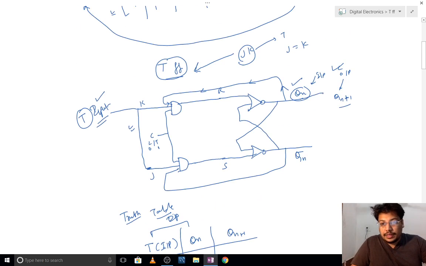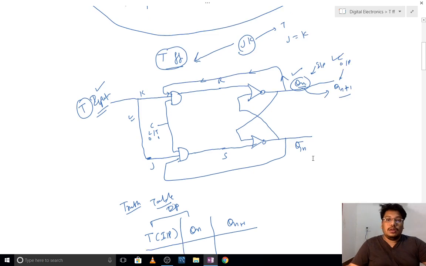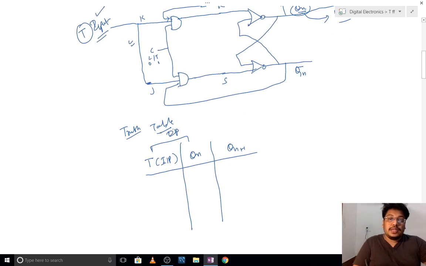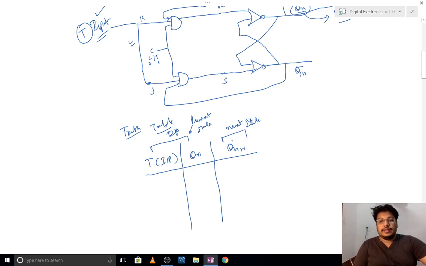This circuit will be extended so that the next value of Qn will be Qn plus 1. As I have mentioned, this is my present state and this will be my next state or next value, right? Or we can say as output. So if there are two variables in input, then how many combinations? 2 power 2. This is 0 and 1.